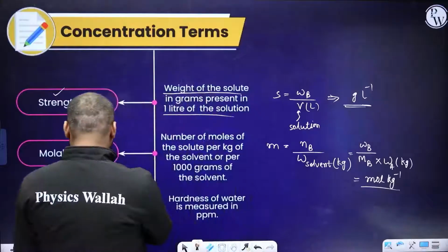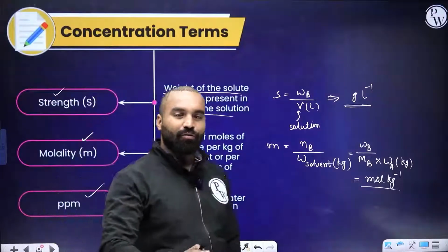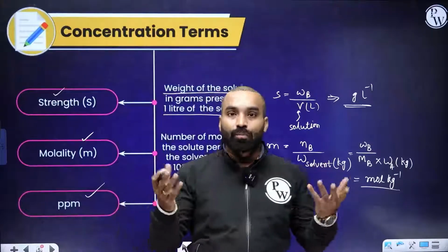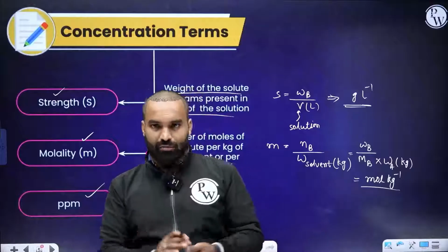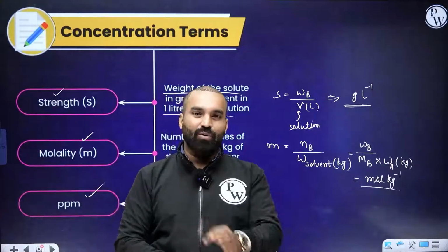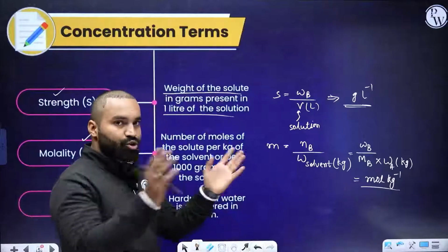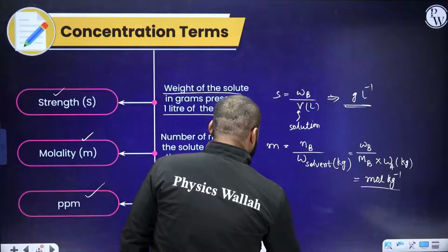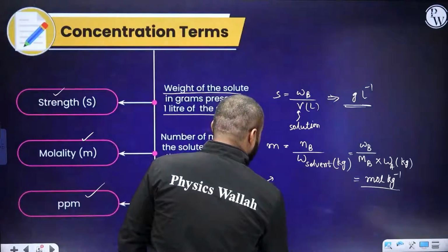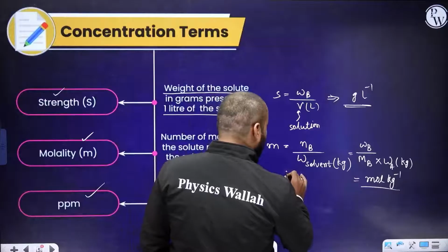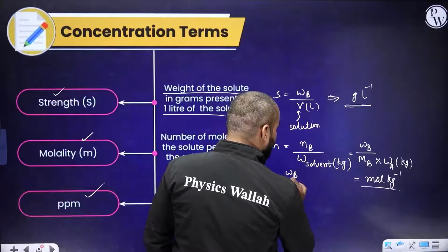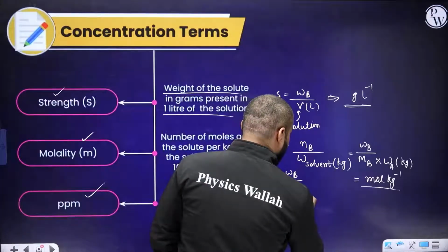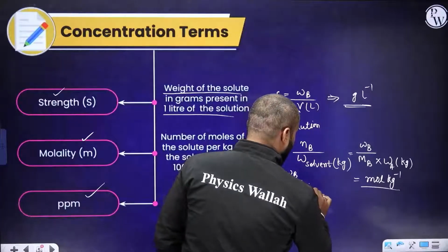Okay, now let's move to something called ppm. Very useful for calculating hardness of water, and for calculating the amount of pollutants present in our atmosphere, all those things which are present in very small quantity compared to the huge amount of the solvent or the solution. So ppm is equal to, we can calculate it in many ways. We can say the weight of solute present in the total weight of the solution. Total weight of the solution.